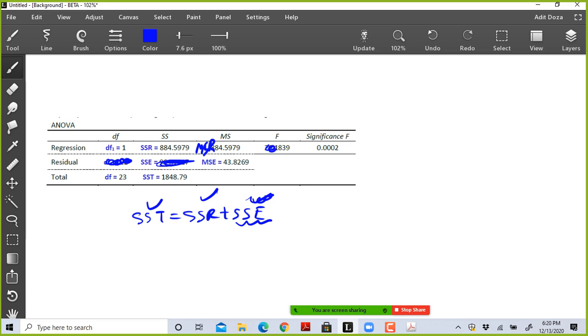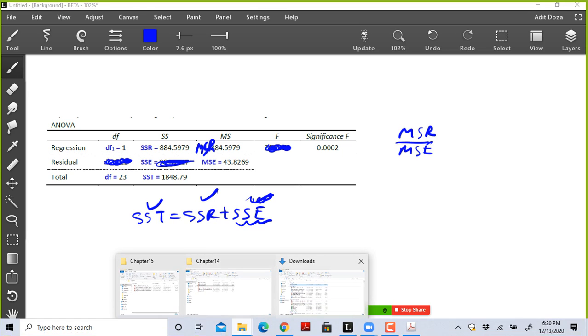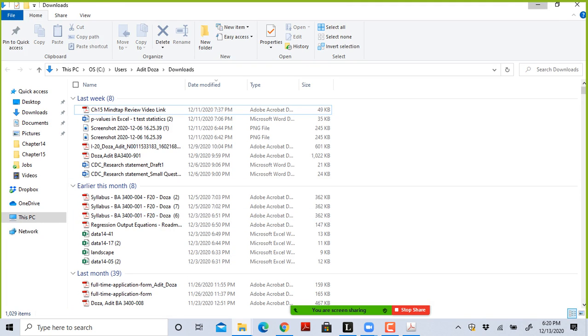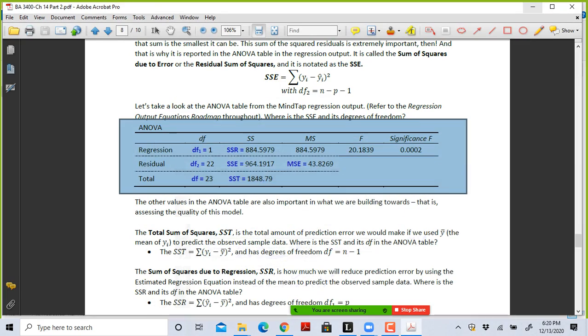Or maybe I don't give you the F stat. You know what the F stat is, right? MSR over MSE. It's in the regression output. Let me not go into this part, chapter 14.